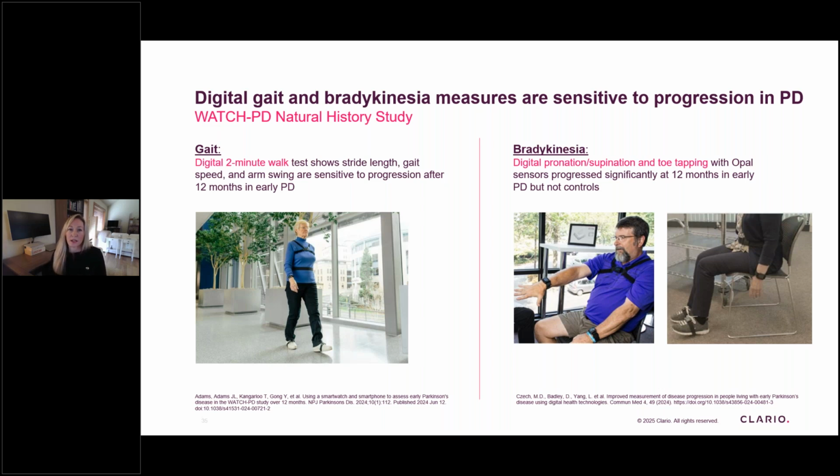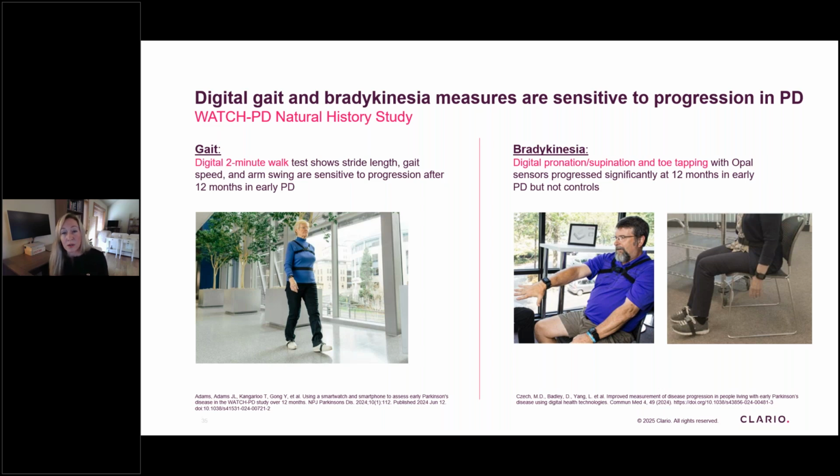there's another natural history study done called the WATCH-PD study. And so in this study, there were tasks performed in the clinic as well as remotely. The in-clinic tasks with sensors on multiple locations in the body also revealed that a 2-minute walk test shows progression over 12 months, in particular components of gait, that stride length, overall gait speed, and arm swing. So we're seeing the repeated same measures rise to the top that we really want to track when we're looking and evaluating treatments. In addition to that, there's a lot of evidence in gait, there's newer evidence around bradykinesia, tremor, things of that nature.